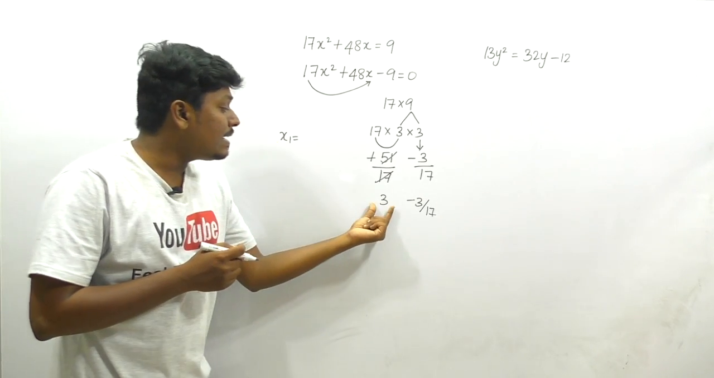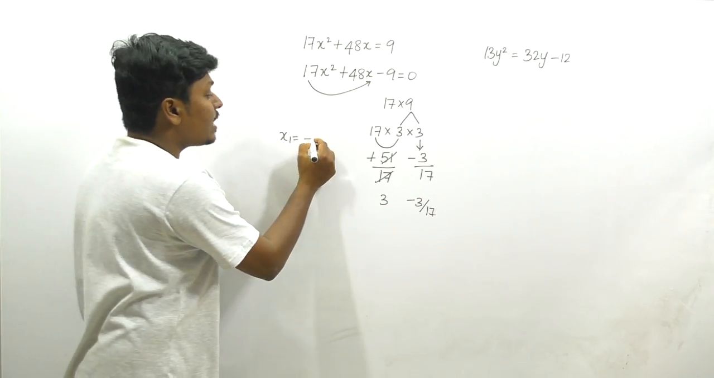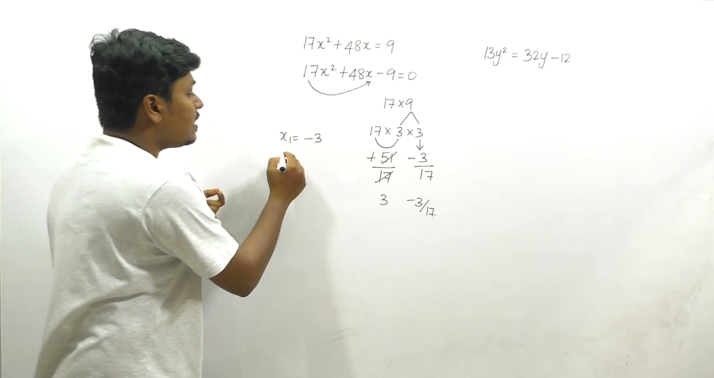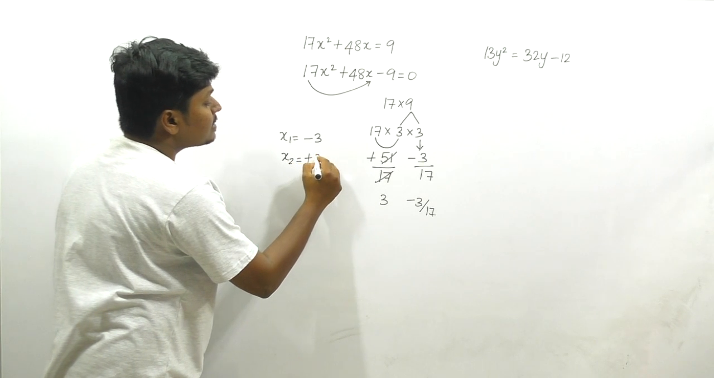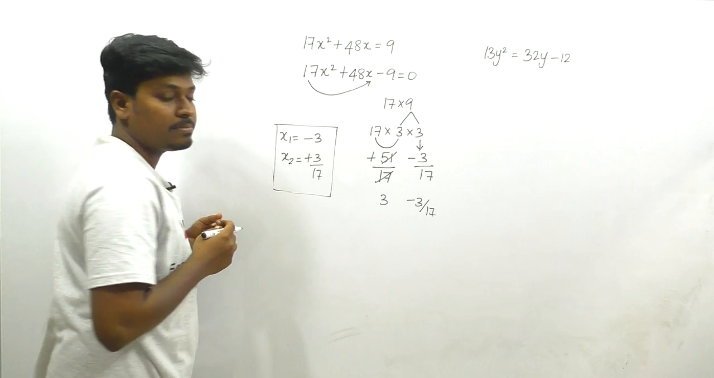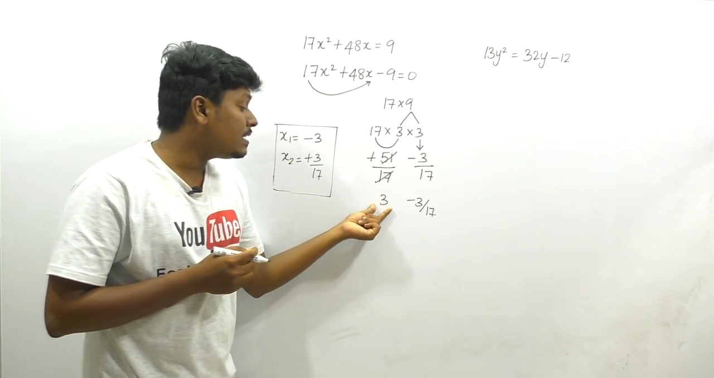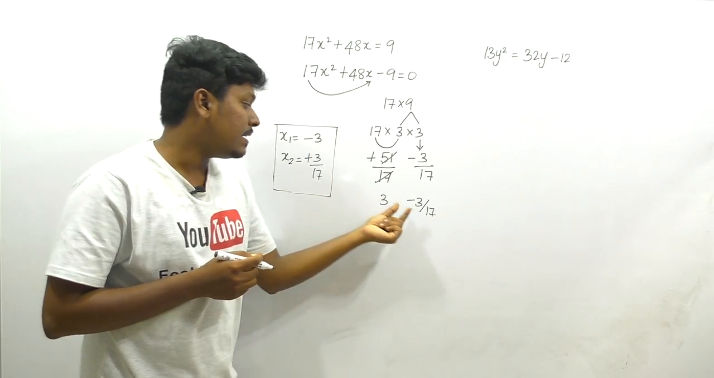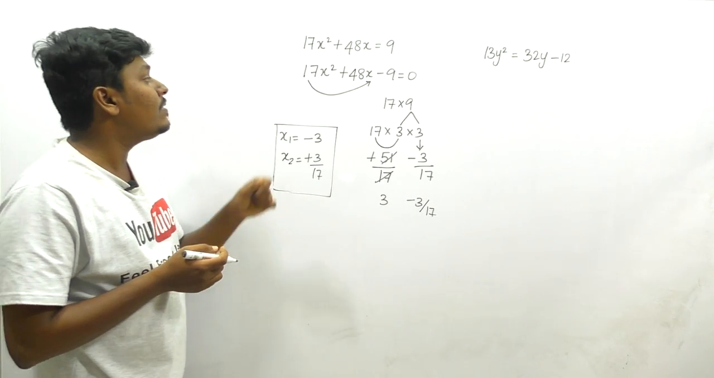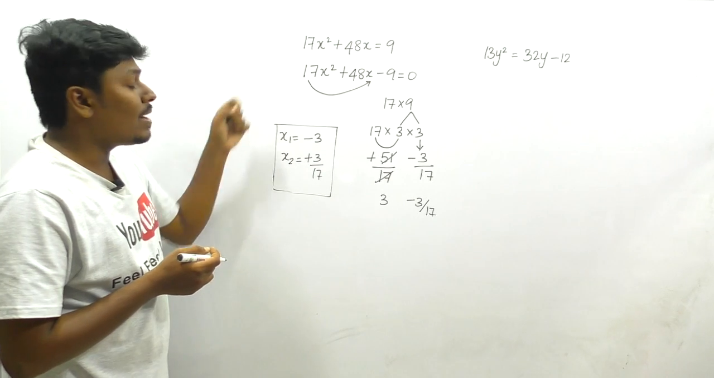While writing, here it is plus 3, but while writing we should write it as minus 3. Change the sign. Here it is minus 3 by 17, but while writing you need to write it as plus 3 by 17. This is where most of the students will make a mistake in the exams, right? So don't make a mistake friends. Here it is plus 3 and while writing minus 3. Here it is minus 3 by 17, here it is plus 3 by 17. So finally we got the factors for this quadratic equation.